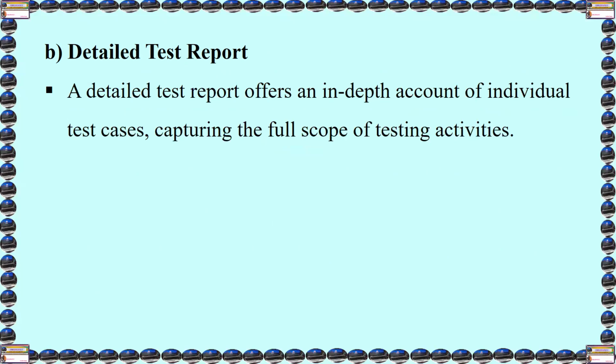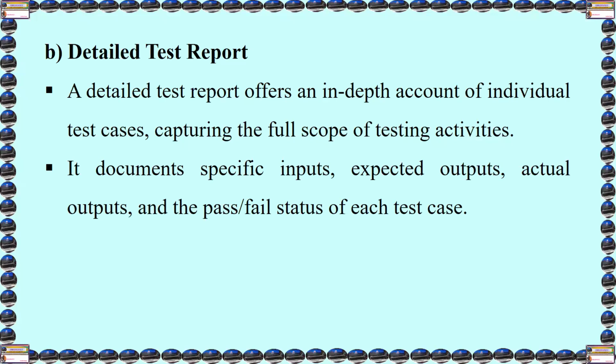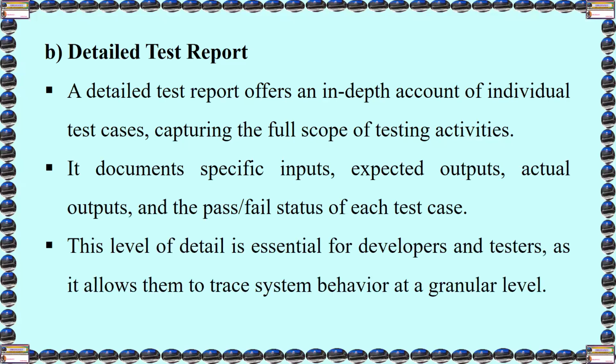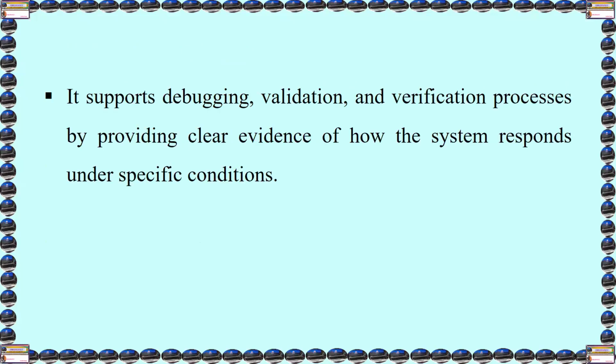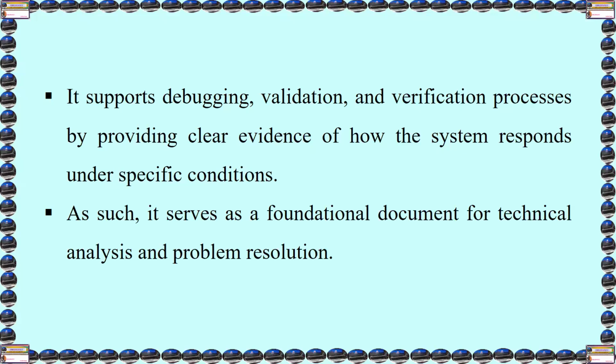The second type of report is the detailed test report. A detailed test report offers an in-depth account of individual test cases, capturing the full scope of testing activities. It documents specific inputs, expected outputs, actual outputs, and the pass or fail status of each test case. This level of detail is essential for developers and testers as it allows them to trace system behavior at a granular level. It supports debugging, validation, and verification processes by providing clear evidence of how the system responds under specific conditions. As such, it serves as a fundamental document for technical analysis and problem resolution.